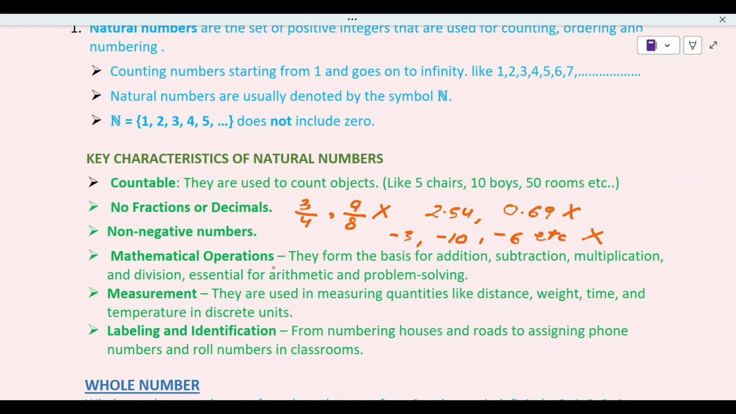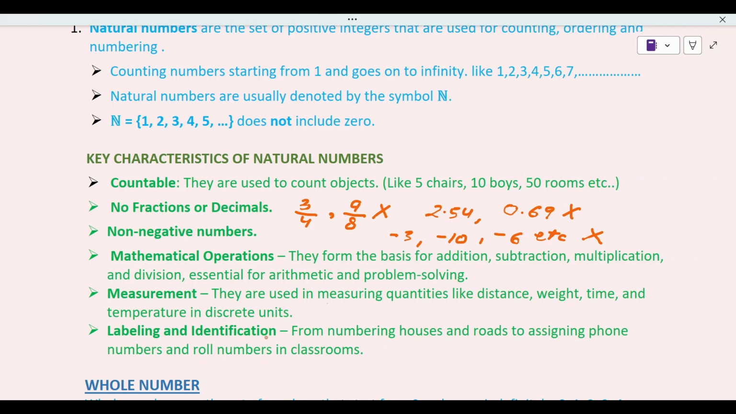Mathematical operations. Operations like addition, subtraction, multiplication, and division can be performed using these numbers. Measurement. They are used in measuring quantities like distance, weight, time, and temperature. How? Distance in, say, 20 kilometers, weight 200 grams, time 30 seconds, and temperature 35 degrees Celsius.